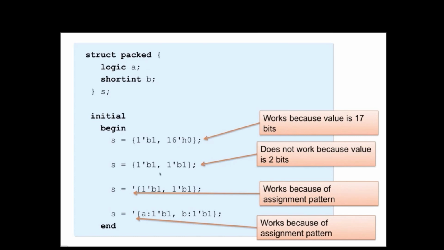And if you want to be even more descriptive, instead of relying on the order of the fields, you can actually use the key value. That's what A and B are here. These are the key values, and now you can put these in any order. And again, you need to use the assignment pattern to actually make it work.